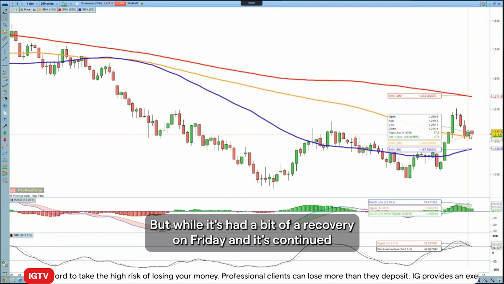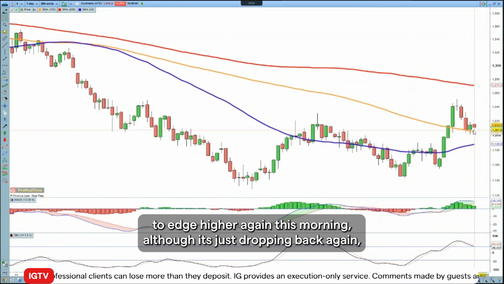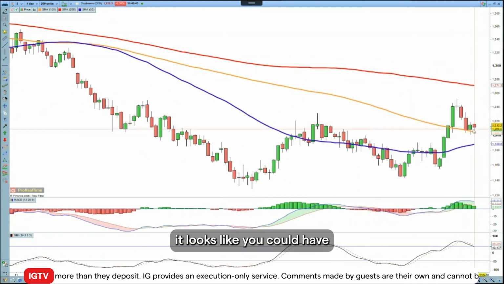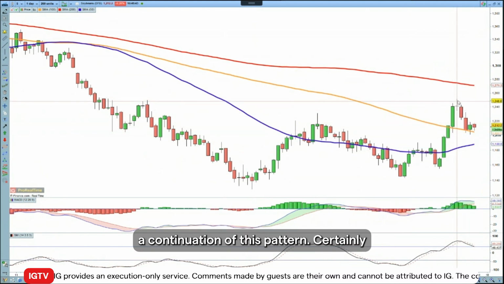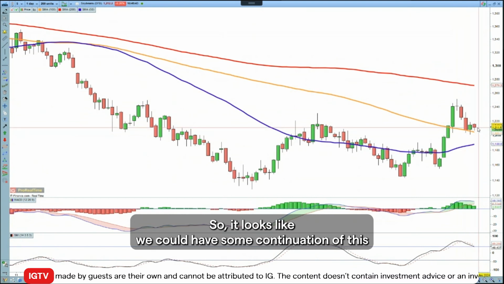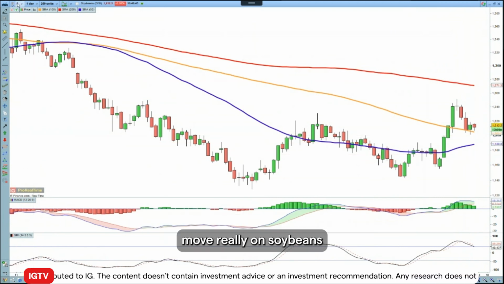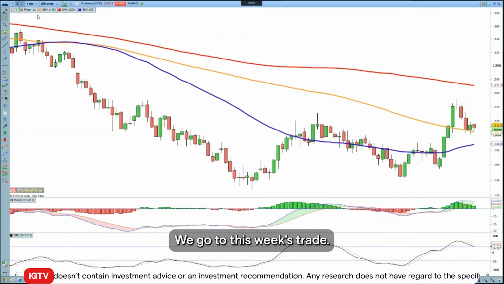While it had a bit of a recovery on Friday and it's continued to edge higher again this morning, although just dropping back again, it looks like you could have a continuation of this pattern. Certainly the entry point is still valid and the stop is nowhere near. So it looks like we could have a continuation of this move really on soybeans. We go to this week's trade.